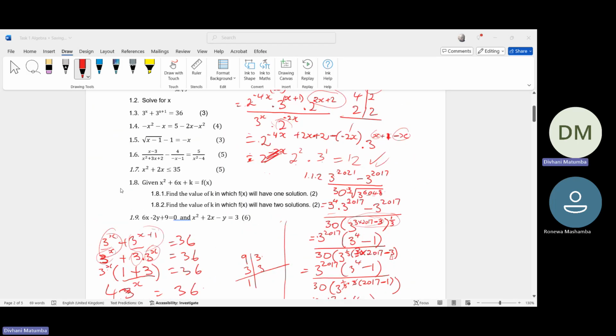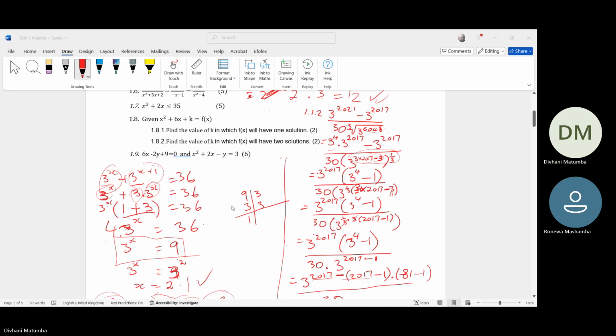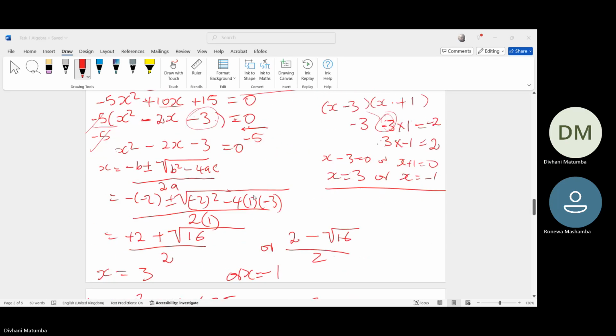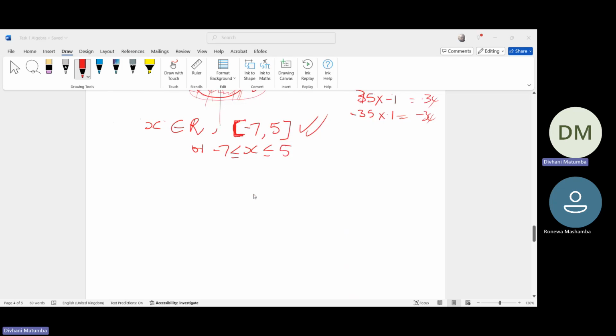Okay, yeah, I like this one. Given that x squared plus 6x plus k equals f(x). Now that's a graph. Find the value of k in which f(x) will have no solutions. How do we go about that one? Okay. I'm going to do it with you.